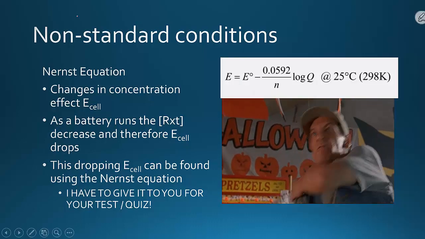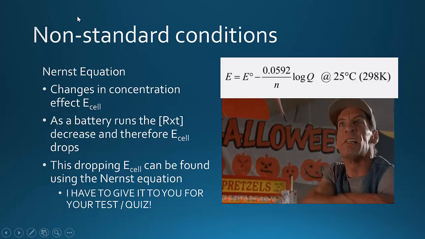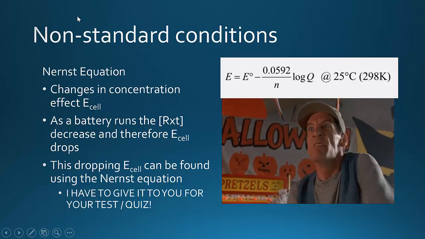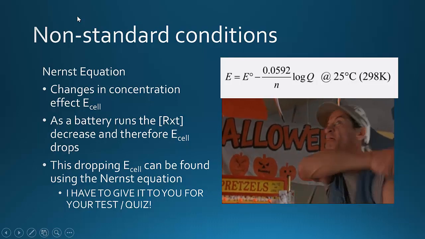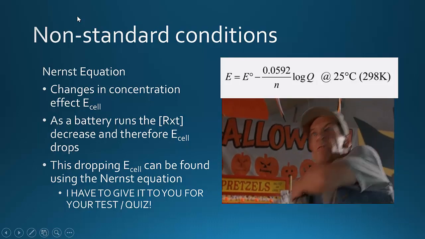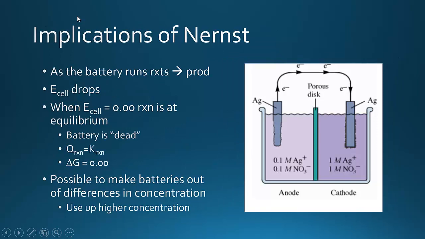This means that as a battery runs, as this reaction quotient reaches equilibrium, you will gradually decrease cell potential to the point that when you've reached equilibrium, the cell potential is 0. A battery at equilibrium is considered dead. It no longer is thermodynamically favorable because at equilibrium, cell potential equals 0.